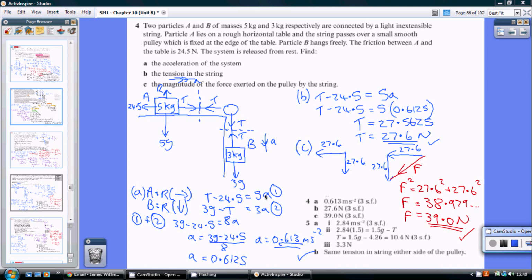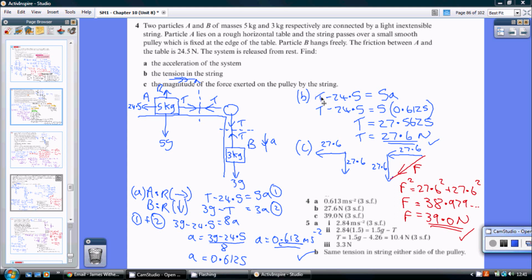So what are we left with if we add these two equations together? On the left hand side we're left with 3g minus 24.5, and on the right we're left with 8a. So A is now our only unknown because g is gravity, so we can work out that the acceleration is 0.6125.